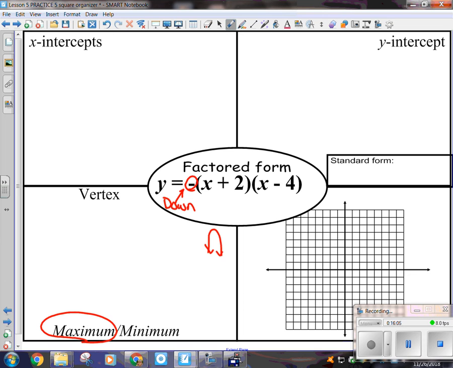Okay, factored form should give me x-intercepts really easy. I don't even need to look at the negative out front. That's separate. I just look inside the parentheses. Anybody know what my two x-intercepts are?